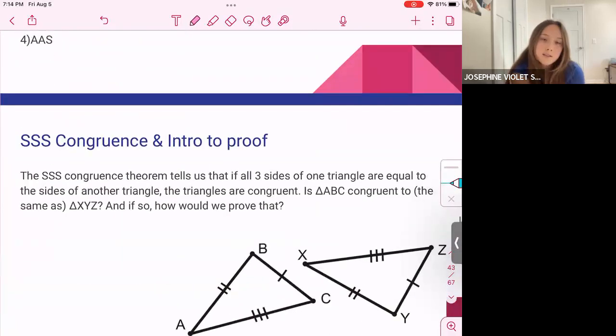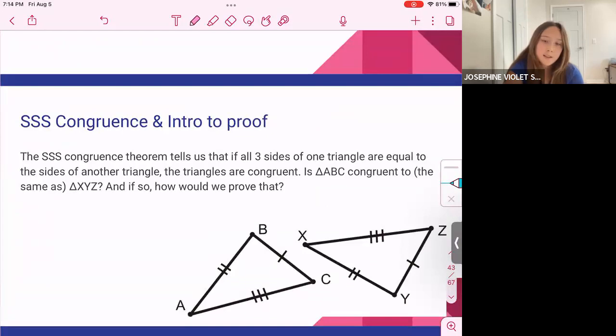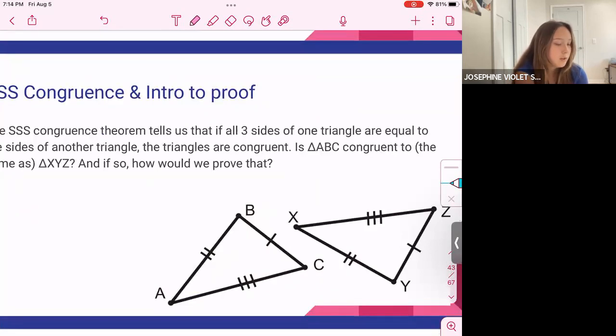So the SSS congruence method basically tells us that if all three side lengths of two triangles are exactly the same, the corresponding side lengths are the same, that means that the two triangles are congruent. So in this example here, we have triangle ABC and we have triangle XYZ. And we want to prove that these are congruent triangles. So we want to prove that they're the same, and all we have to do is rotate one over, and then they'd be exactly in the same position. And to do that, we can use SSS congruence because we know stuff about their side lengths.